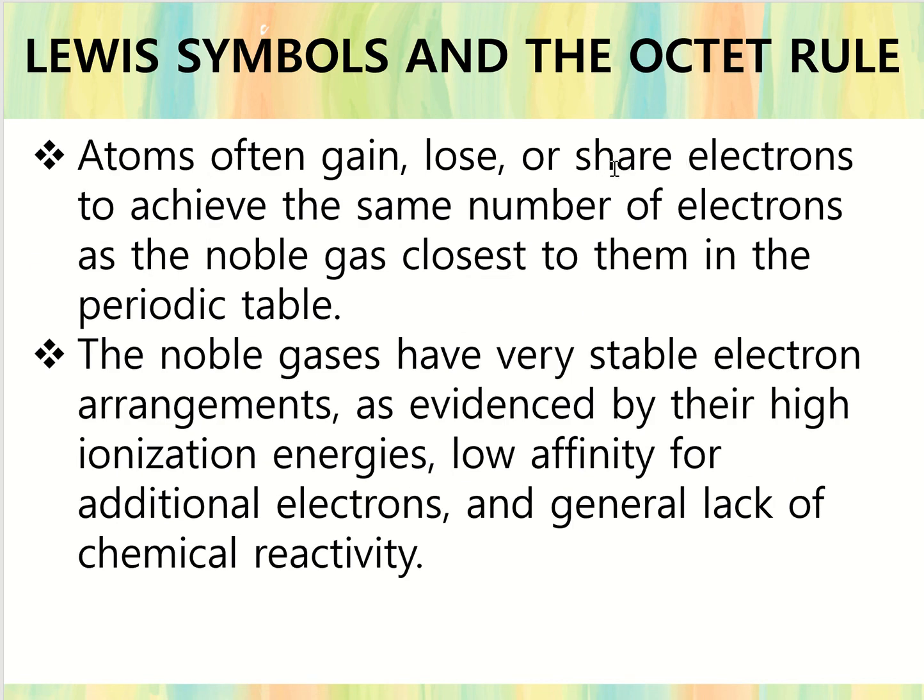For a covalent bond, we know that the electrons are shared as we saw in water, right? So this is what we're looking at. Electrons are either lost or gained or shared to achieve the same number of electrons as the noble gas closest to them in the periodic table. And that's because the noble gases are very stable. They have a very stable electronic arrangement, evidenced by their high ionization energies, low affinity for additional electrons, and just general lack of reactivity, as we have seen.